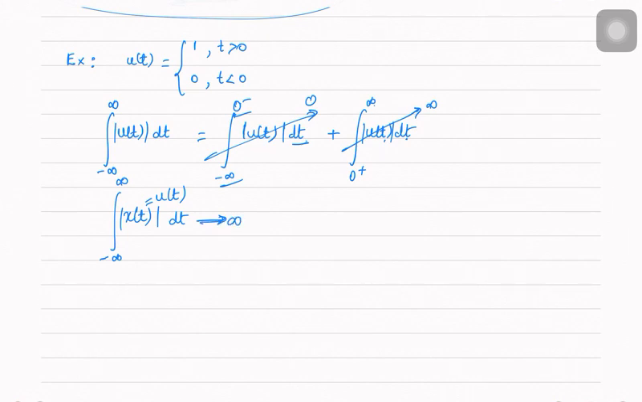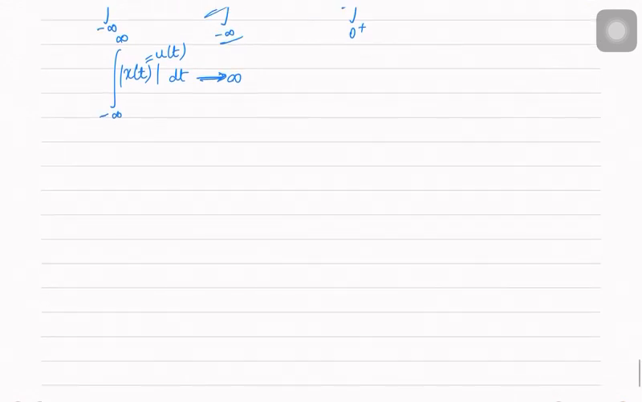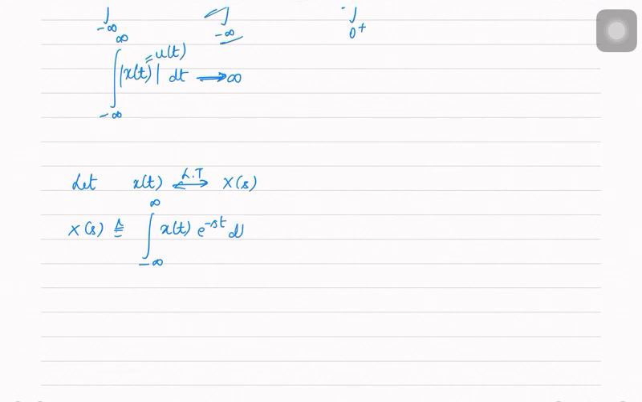Now let's see what the Laplace transform does. I'll take a general signal. Let x of t have a Laplace transform x of s, and by definition x of s is the integral from minus infinity to infinity of x of t e power minus st dt. Now I'll use the same condition. Now mod of x of s: what is s? s is a complex number, so x of s in general will be complex.